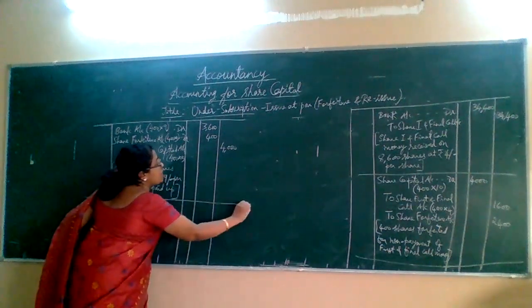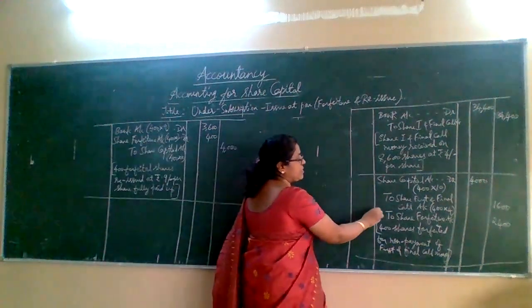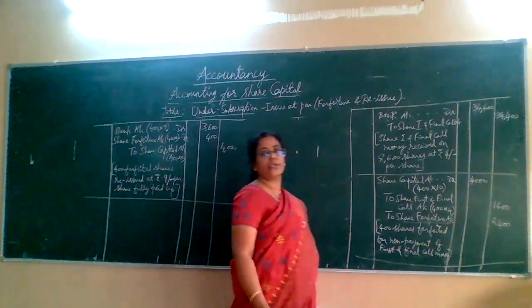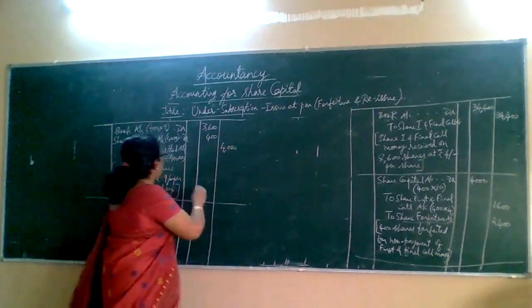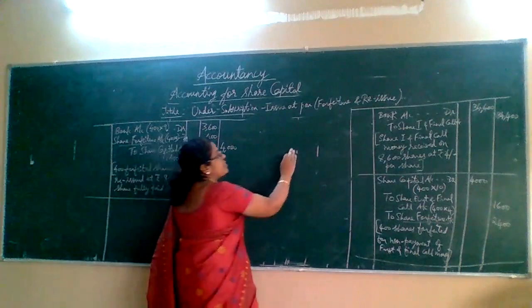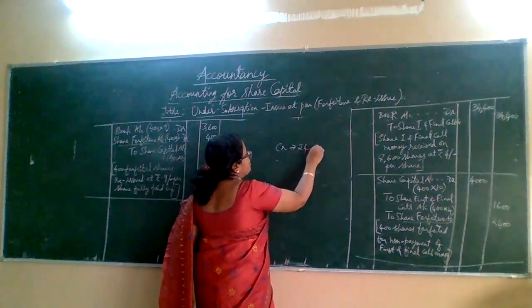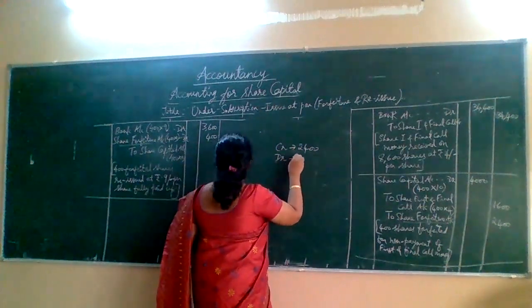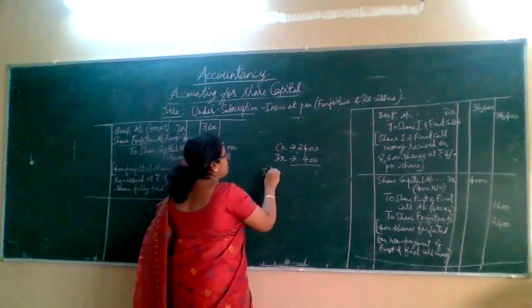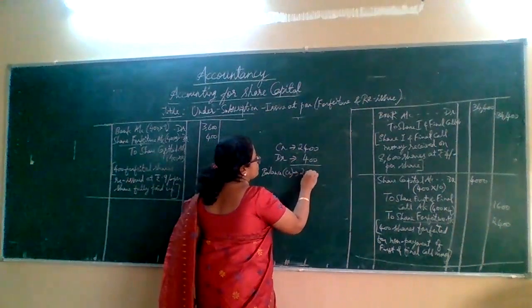So let us see what the balance amount in the forfeiture account is now. See the previous entry. In the previous entry, share forfeiture account was credited by 2,400, and in this entry, share forfeiture account is debited by rupees 400. So what is the balance amount? Credit is 2,400, debit 400, balance credit is 2,000.